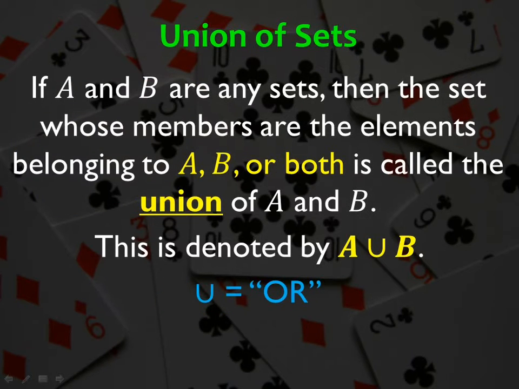If A and B are any sets, then the set whose members are the elements belonging to A, B, or both is called the union of A and B. This is denoted by A U B, where the U represents the meaning of the word or. So A or B is the same as uniting A and B together. Okay, so uniting them, or A or B, A union B, same thing. And that basically is the combination of all the elements that are in either of the two sets.